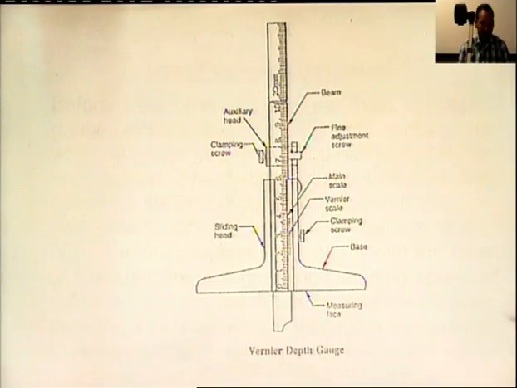The fine adjustment is made with the help of fine adjustment screw. The clamping screw is tightened and the depth gauge is removed from the hole. The readings are taken in a way similar to vernier calipers.